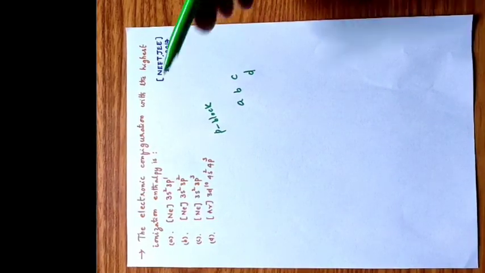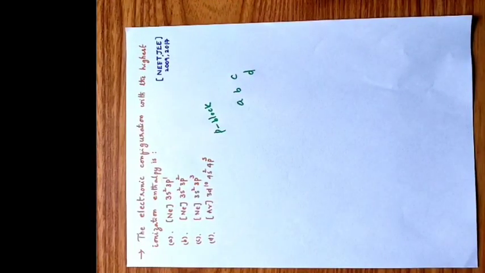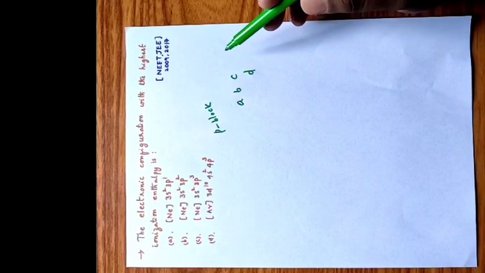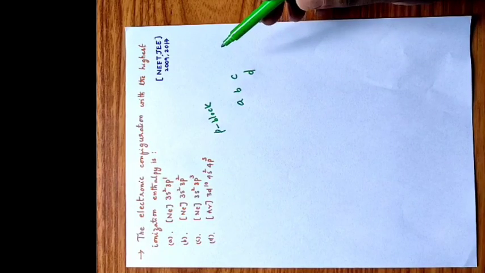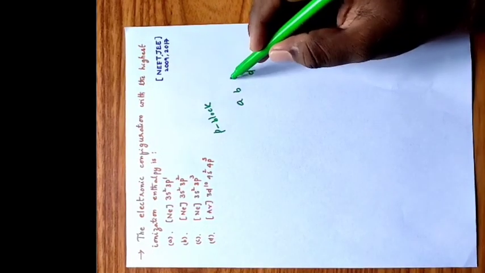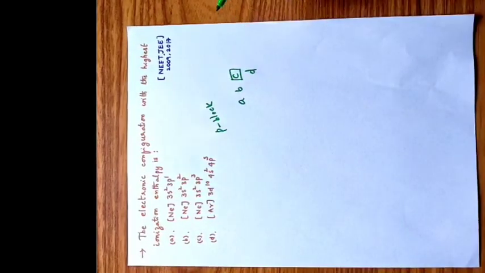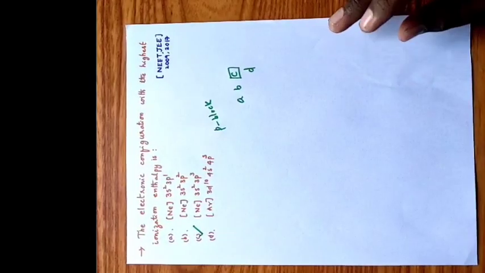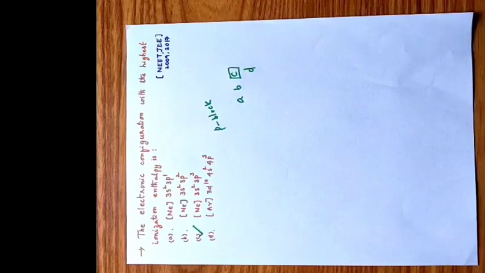You can arrange according to their atomic numbers, and we know ionization energy increases from left to right, whereas from top to bottom it decreases. So it's very clear, option C will be having more ionization enthalpy.